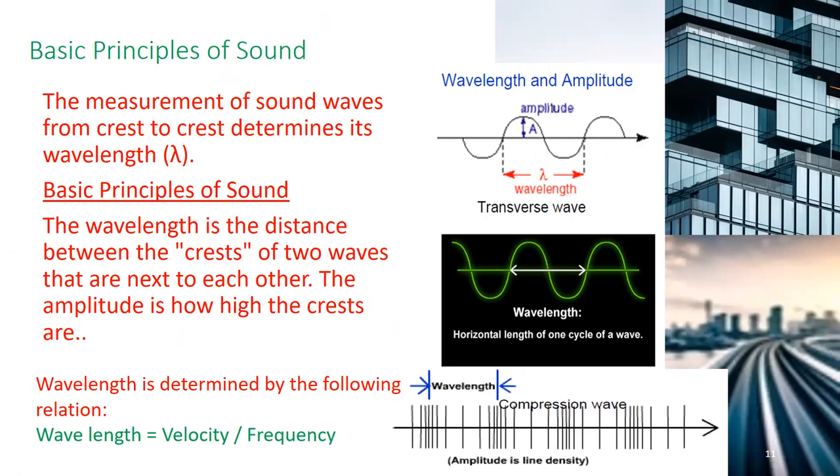Wavelength is velocity divided by frequency. Velocity is meters per second, frequency is cycles per second, so the number of cycles. If you divide, you get the length of the cycle.